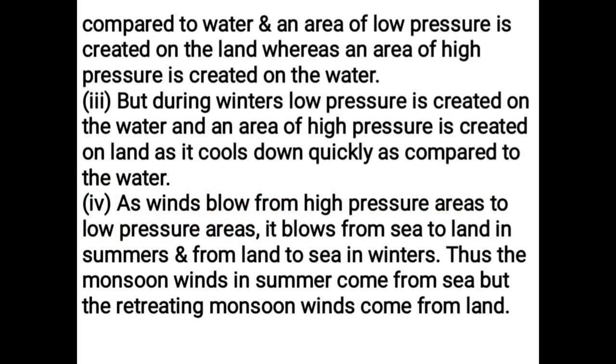But during winters, low pressure is created on the water and an area of high pressure is created on land as it cools down quickly as compared to the water. As winds blow from high pressure areas to low pressure areas, it blows from sea to land in summers and from land to sea in winters. Thus, the monsoon winds in summer come from sea but the retreating monsoon winds come from land.